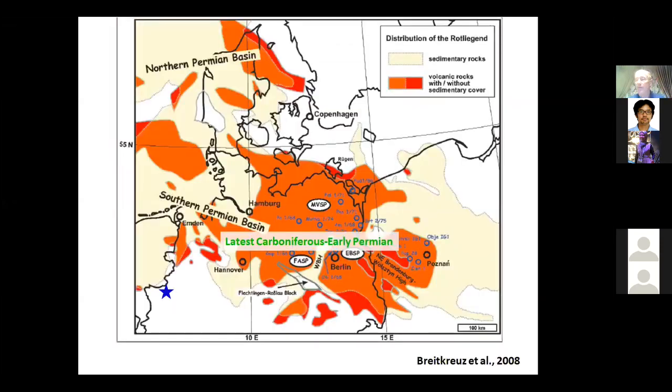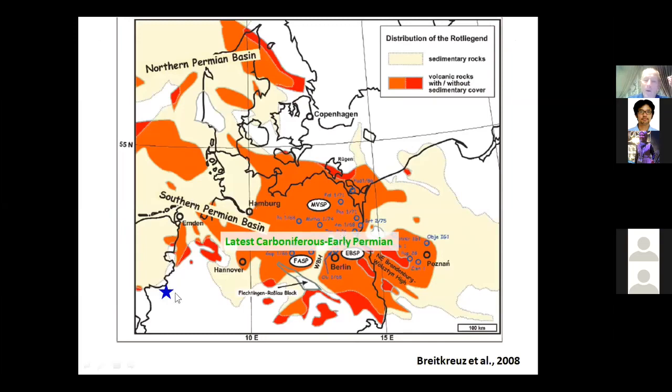How can I justify a higher heat flow in the past? Well, if you look in the literature, sometimes you get a gift. And what I discovered was an article discussing volcanic rocks of latest Carboniferous to early Permian age, exactly when we reached maximum burial depth.